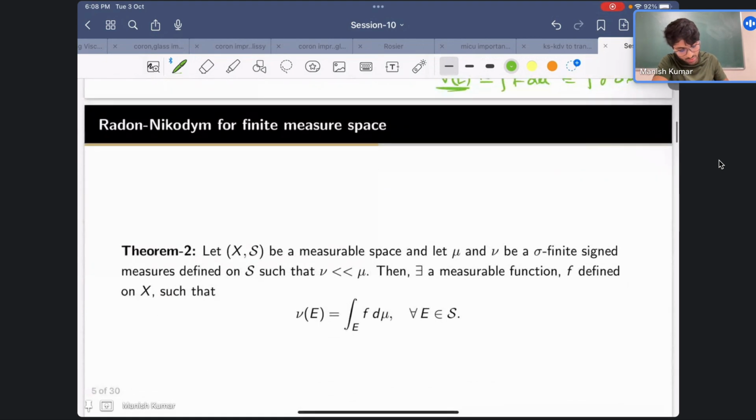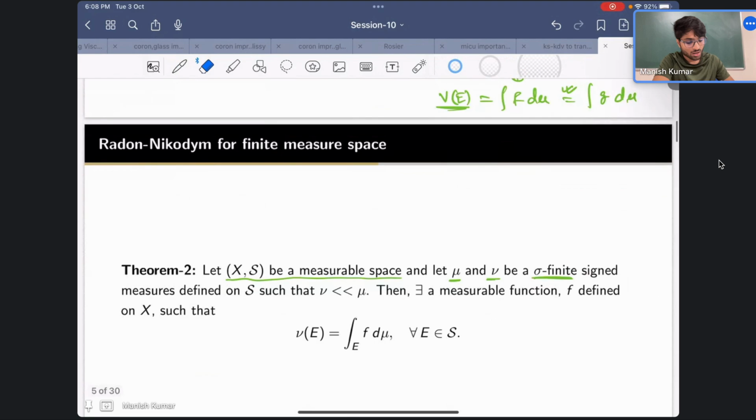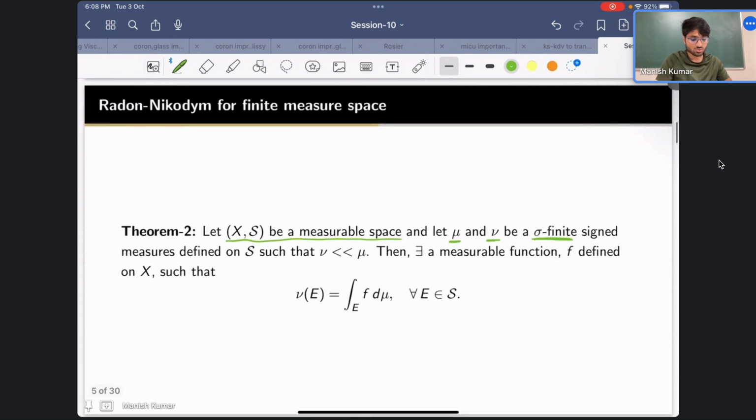Suppose you have a measurable space (X, S), and suppose that there are two signed measures, mu and nu, and both are sigma finite. Here we had the finite case, now we are shifting this theorem to a sigma finite measure space, and the measures we are taking are not just measures but signed measures. So this is a generalization: you have a sigma finite measure space, and the measures are also signed measures and not just positive measures.